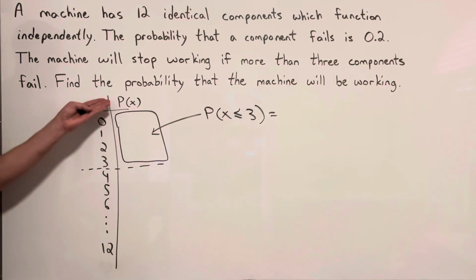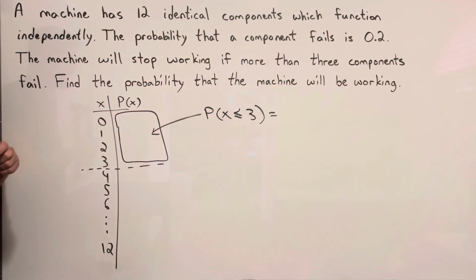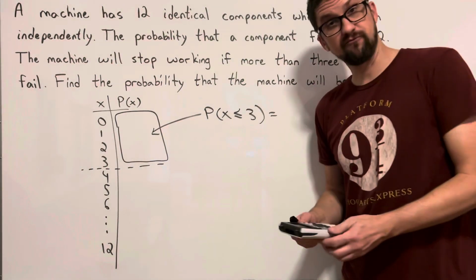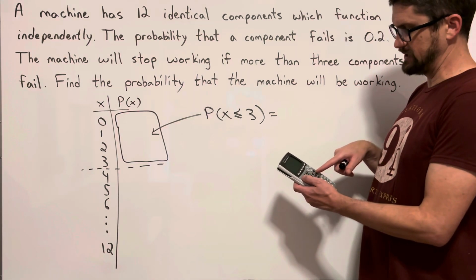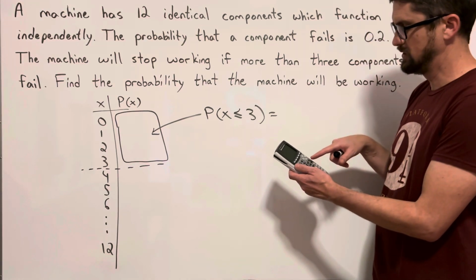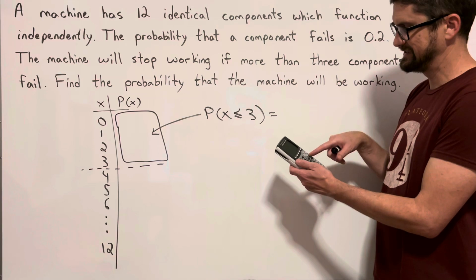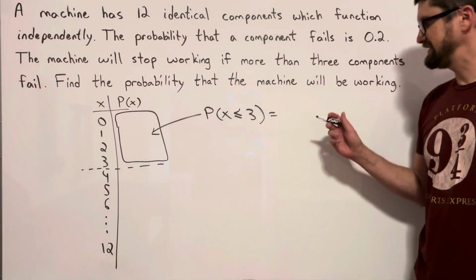The calculator will add all these up using the binomcdf function. CDF stands for cumulative density function. You go to second vars where it has DISTR above the vars, and then you scroll down to where it says binomcdf.